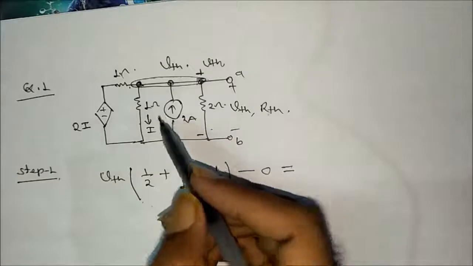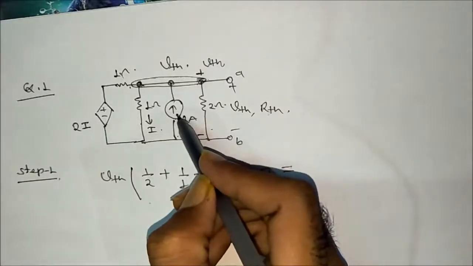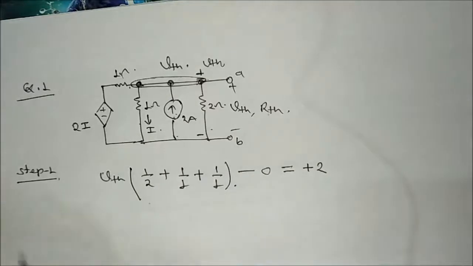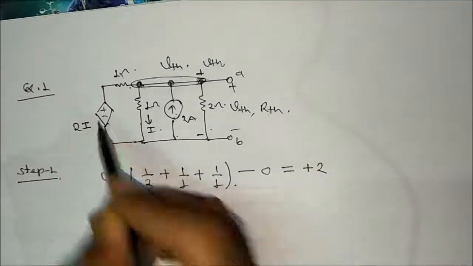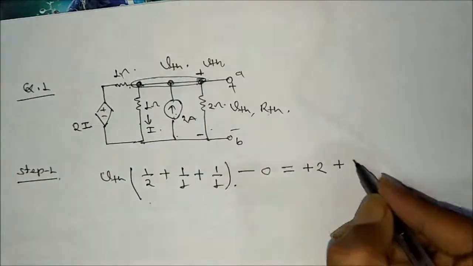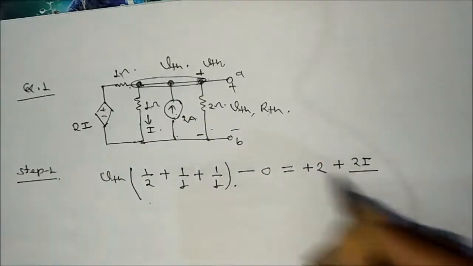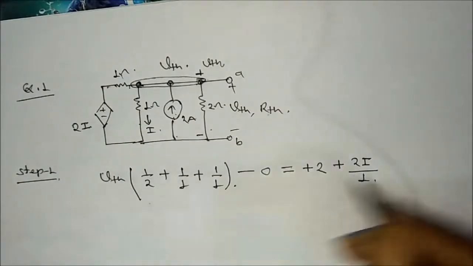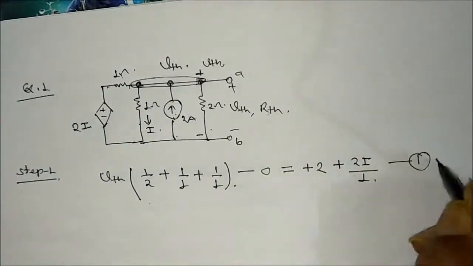Is there any current source present? Yes, there is a current source present. It is incoming current. Take it always positive. That is 2. Is there any voltage source? Yes, we have a voltage source. Positive is connected to this node. Take it positive. This one is 2I divided by its resistance, which is 1. Is it okay? So this is the first expression.